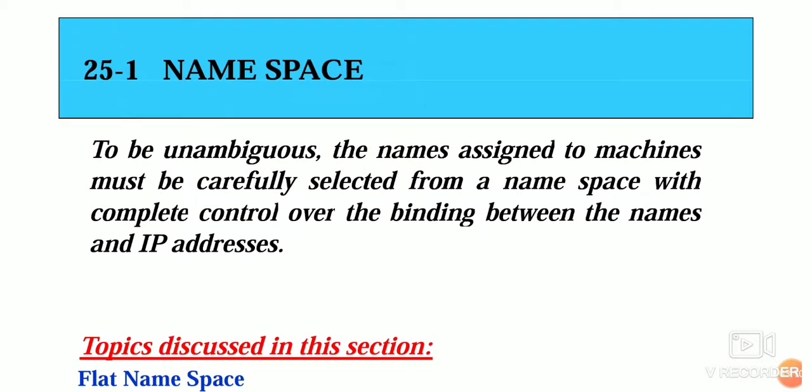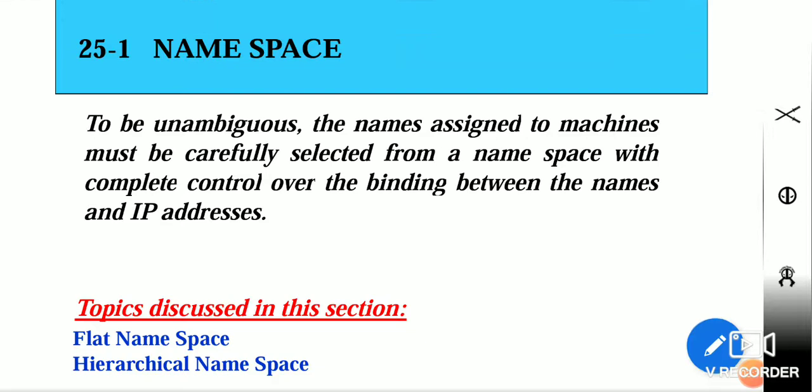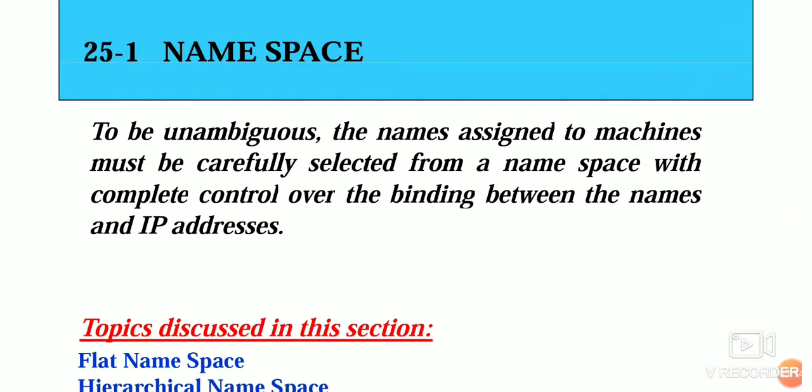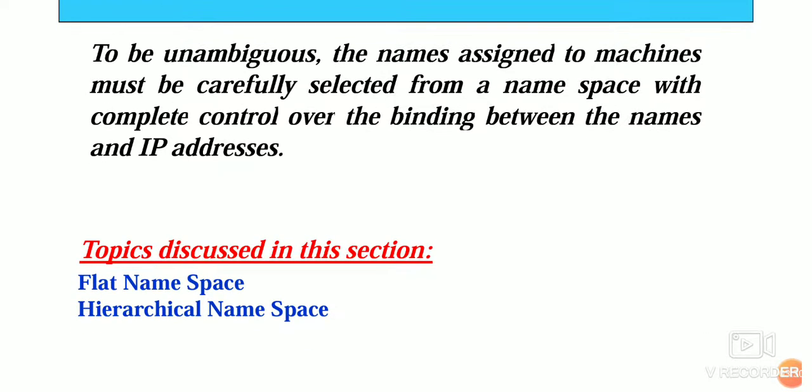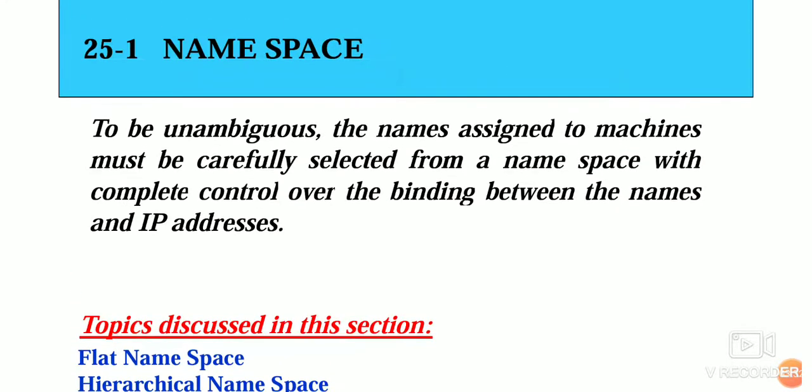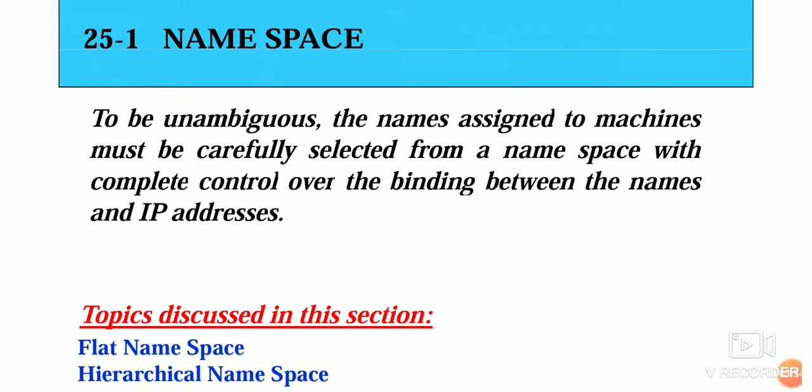Next, we'll see what the DNS namespace is. There is something called a namespace. It is a place where all the domain names of particular sites are stored along with their IP addresses. This space is called the domain name space, and there are different types of domain name spaces. One is called a flat namespace and another is called a hierarchical namespace.